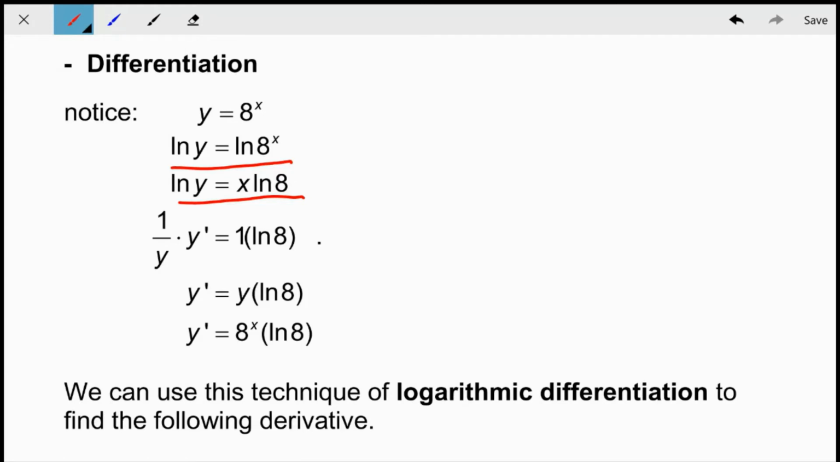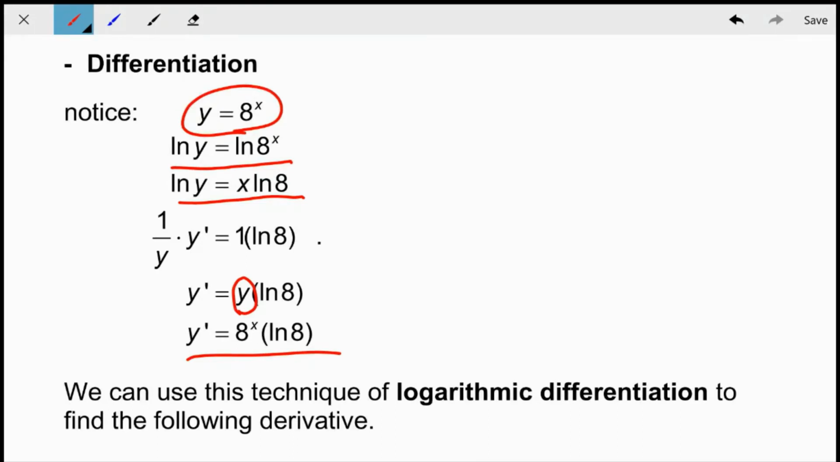On the left side, 1 over y dy dx. On the right side, natural log of 8 is just a constant. So we have 1 times natural log of 8. And then from there, just solve for dy dx. And you can see that I have this y here as part of my derivative, but we know what y is equal to. We know y is 8 to the x. So we're just going to substitute that back in, and we got the same result we knew we were going to get, but we did it with a different process. So we used the process of logarithmic differentiation.